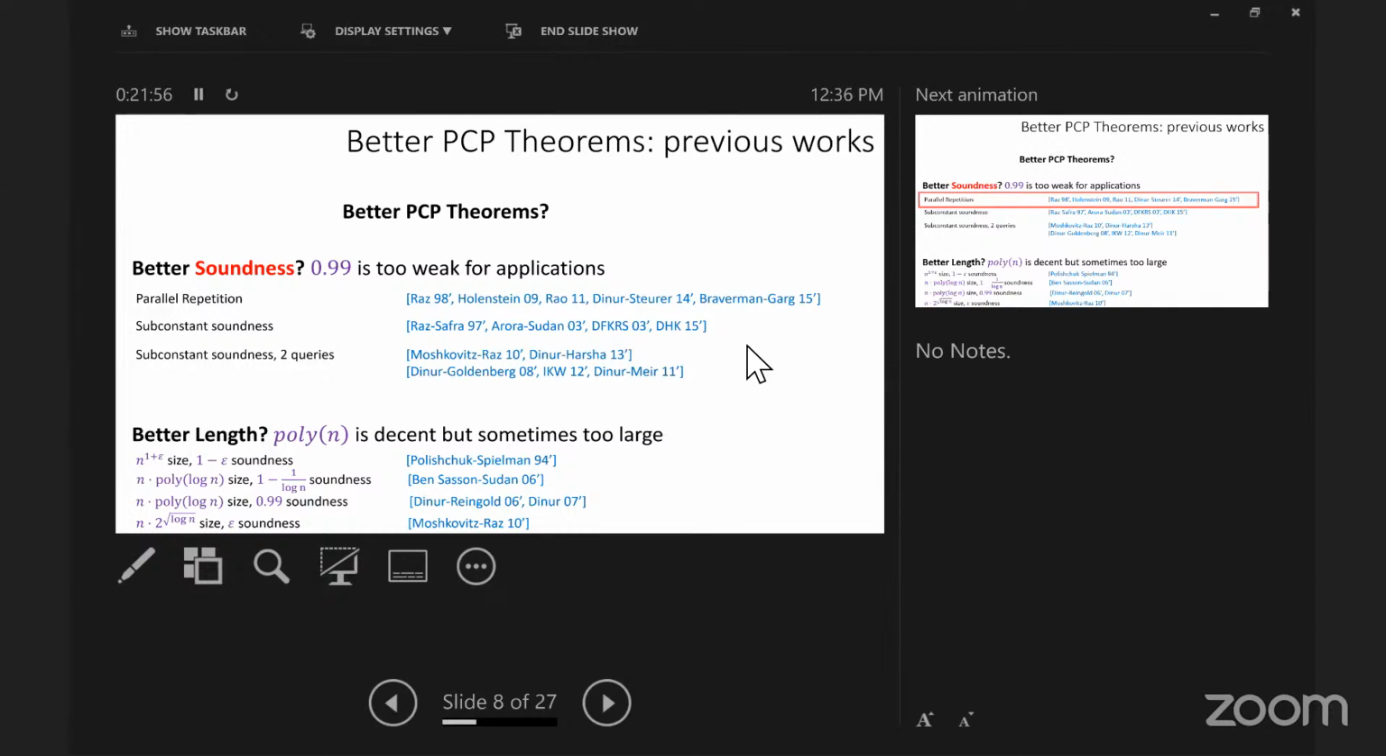So with the exception of Poiseuille-Spillman, they are all two-query results. I think that even this one is 2 queries. There is some funny trade-off. I mean, what I'm saying is that these 2 epsilons are maybe not the same.